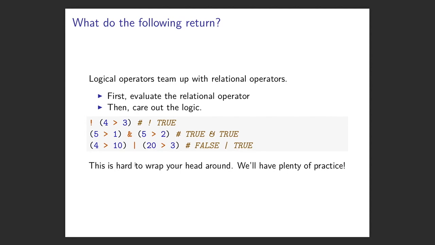First, we evaluate the relational operator, and that's going to give us true or false. Then we go through the logic, and you see some examples here. Now, this is one of the harder things to wrap your head around, so we're going to have plenty of time for practicing later on.